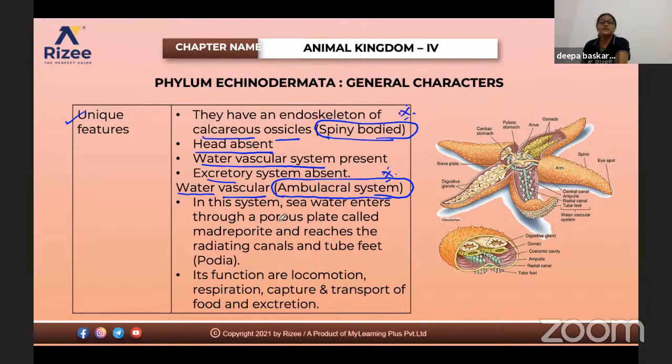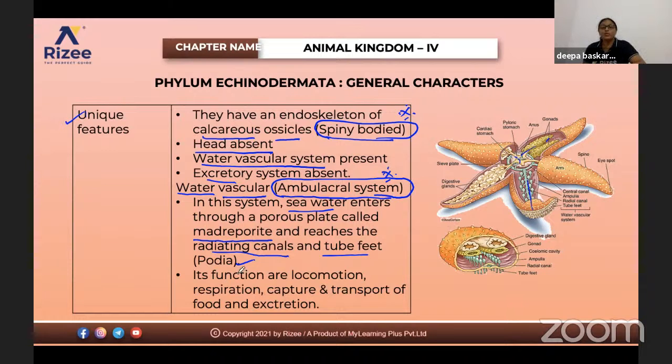Clear? So in this system, again, see here, the seawater enters through the porous plate called madreporite, and reaches the radiating canals. Through this it reaches the radiating canals, and all the nutrients will be diffused inside the body. So these tube-like radiating canals and tube feet, that is podia, are responsible for this system, the water vascular system.